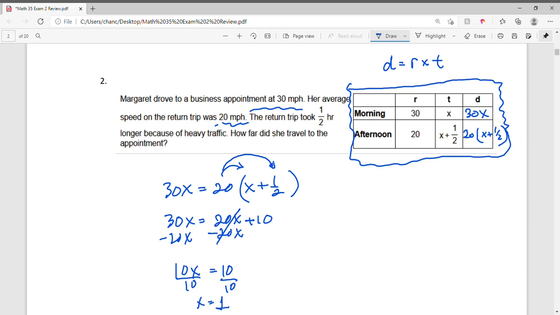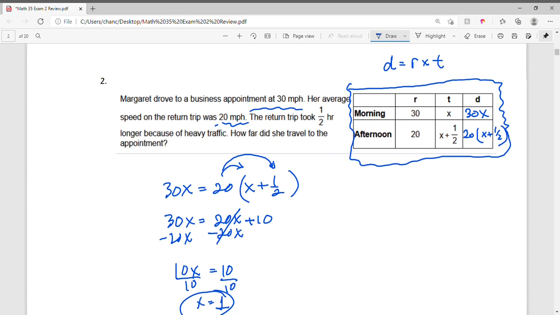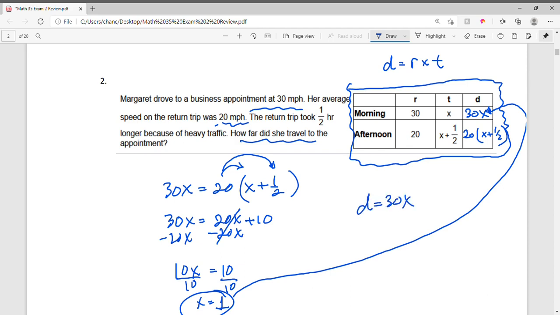But 1 what? What does x represent? It represents the time. How far did she travel to the appointment? Well, this is 1 hour. Okay, x represents 1 hour. We want to figure out how far is the distance to the appointment. We need to plug this 1 back into the distance formula. So we're going to put the distance is equal to 30x, but x is equal to 1, so we traveled 30 miles. The distance to the appointment is 30 miles.